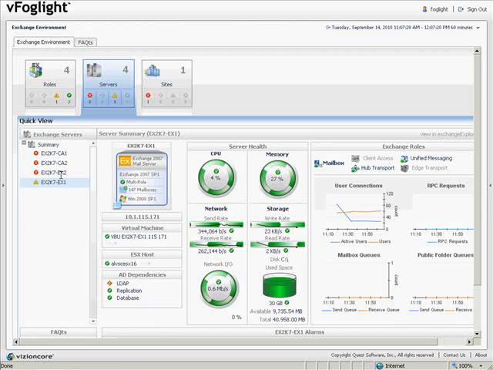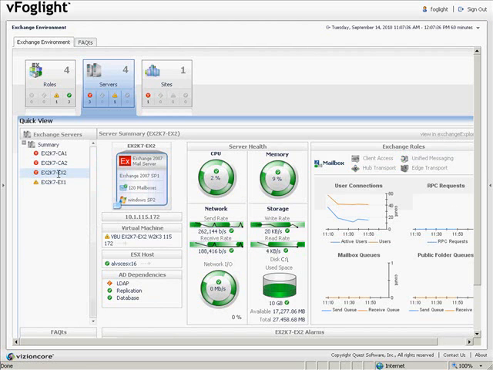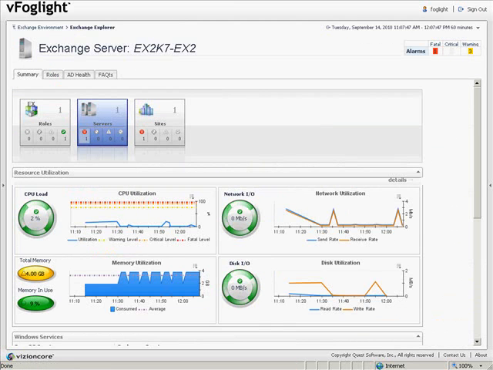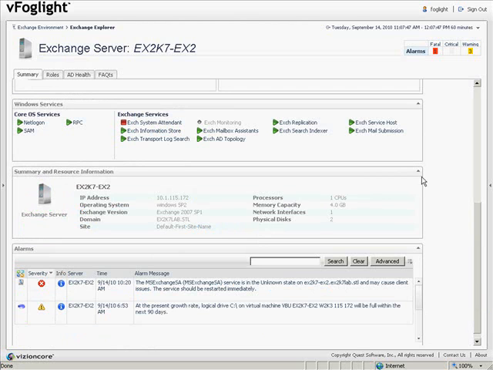Let's switch to server EX2, which is in a fatal state. For this server, again, we can see OS information, but we can also drill down and view that server in an Exchange Explorer view. Drilling down to the Exchange server, we can see information coming from the virtual machine monitoring about CPU, network, disk, and memory. We can also see information about the Exchange services.